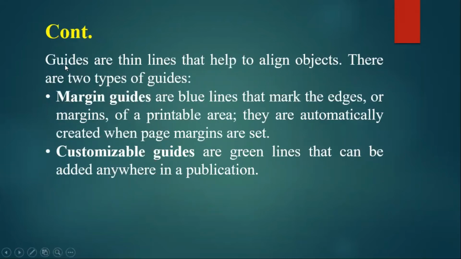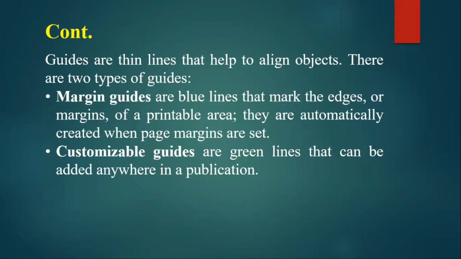Then we're also saying that guides are thin lines. We also have another tool which is called the guide. The guides are thin lines that help to align objects. And there are two types of guides. The guide guides you. It's a thin line that guides you. And we have two types. We have the margin guides, and we have the customizable guides. Good. Customizable guides.